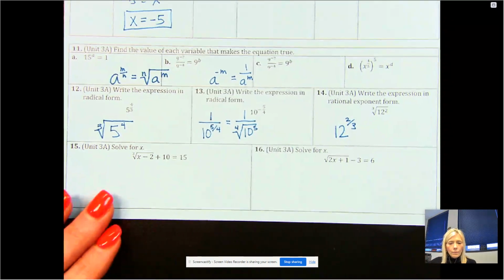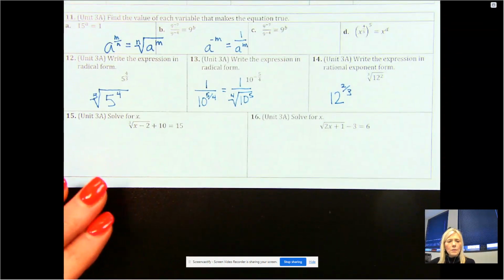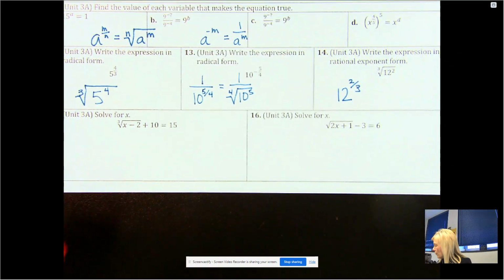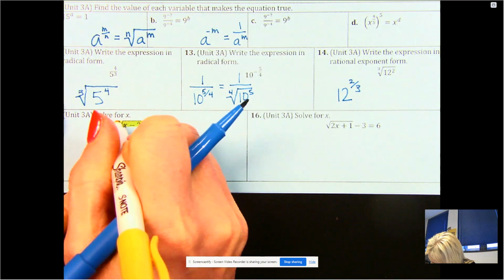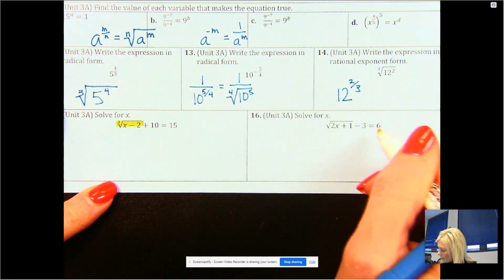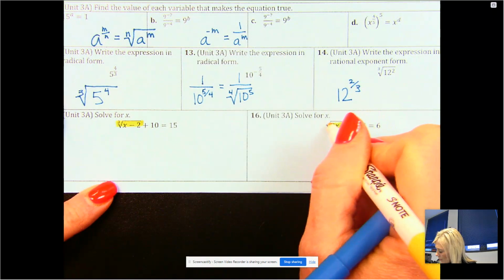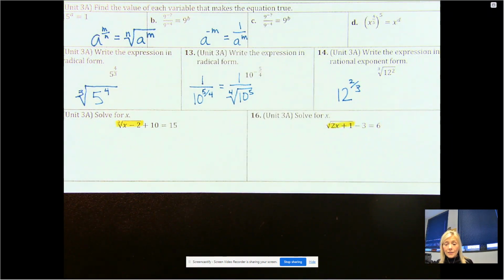Okay. Number 15 and number 16, they're really similar. I'm just going to go ahead and do them both. And let me see here. I need a highlighter because I just wanted to highlight our strategy for solving root equations was to isolate the root and then use an exponent to get rid of it. Isolate it, use an exponent to get rid of it.